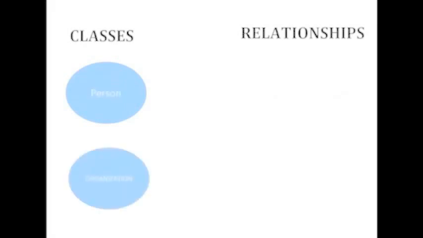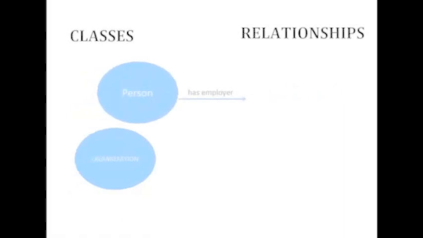In this example, there are two classes, person and organization, each representing a real-world concept. There is also a relationship, that is, has-employer. Together, these classes and relationships can be combined to assert statements about the real world. In this example, the class person is related to the class organization through the property has-employer.